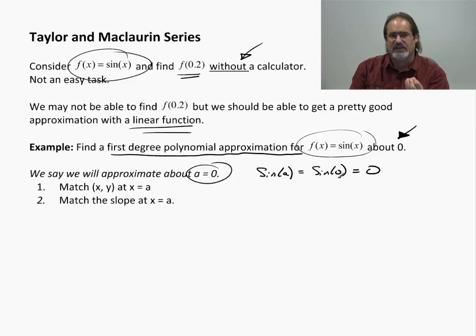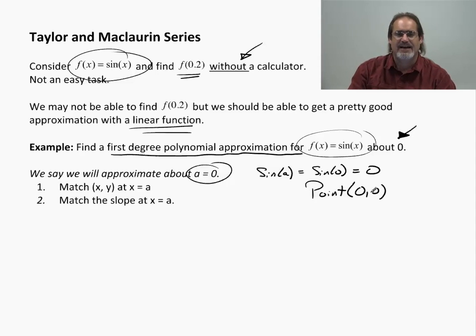So what I just did is I'm going to force my linear function, my first degree polynomial, to go through the point 0, 0. Because I know sine of 0 is 0. So they will both share that same point. The linear approximation and the original function sine of x will be equal to each other when x is 0.